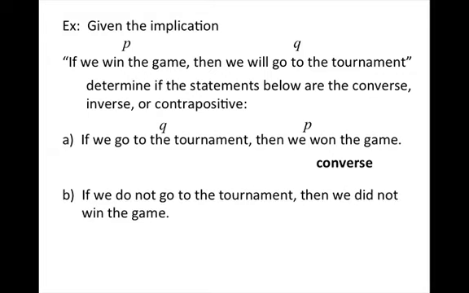In part B, if we do not go to the tournament, then we did not win the game. I see the nots, and my original implication did not have nots, so these are negations. The first part, not going to the tournament, is the negation of Q, so that's not Q. Then not winning the game is the negation of P, so that's not P. So this time I have not Q implies not P. So I've taken my original implication and I've switched the order and taken the negation of each side. So this is the contrapositive.